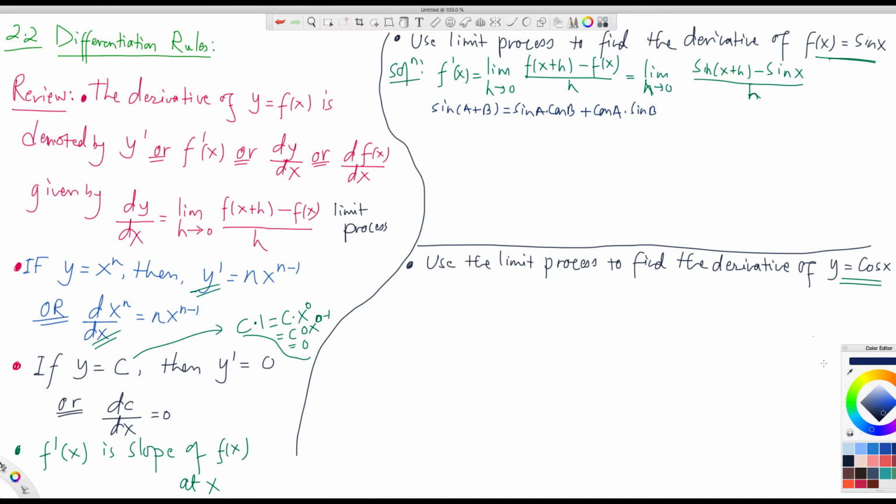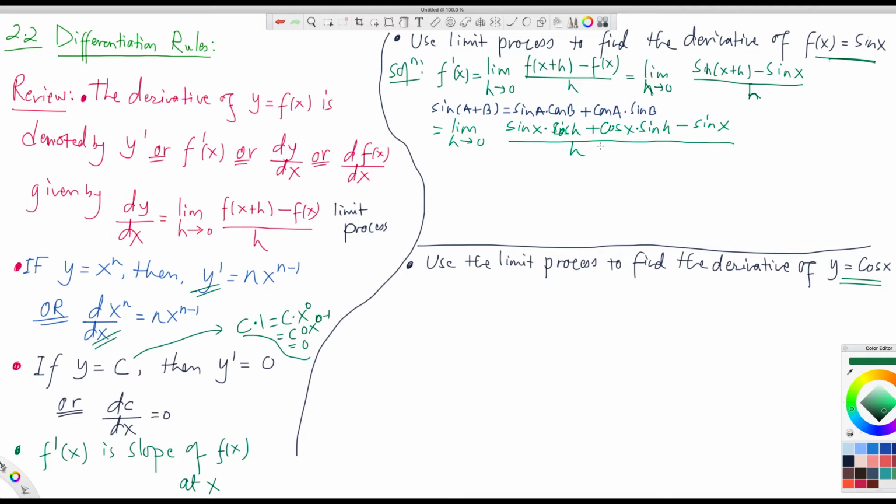So what you do here is, equals the limit as h tends to 0. What I'm going to do here is use that formula. It will be sine x times cosine h plus cosine x times sine h, and then minus sine x, which is still there, divided by h. You see that? This is what you will get.